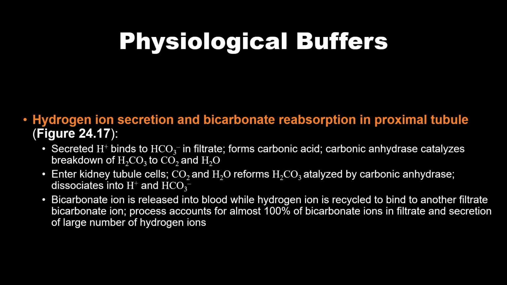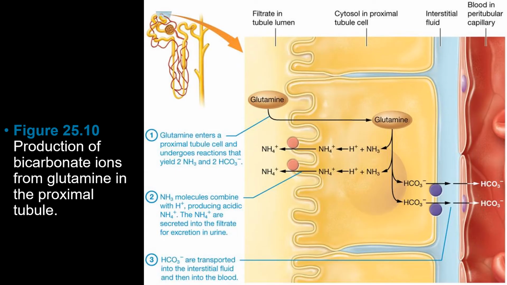There is another process that occurs there where they actually form new bicarbonate ions. We'll talk about that with the glutamine here in just a second. So the first thing that happens is glutamine enters a proximal tubular cell and undergoes reactions that yield 2 ammonia molecules and 2 bicarbonate molecules. After that, the 2 molecules of ammonia combine with hydrogen ions, producing 2 acidic ammonium ions. Ammonium, not ammonia.